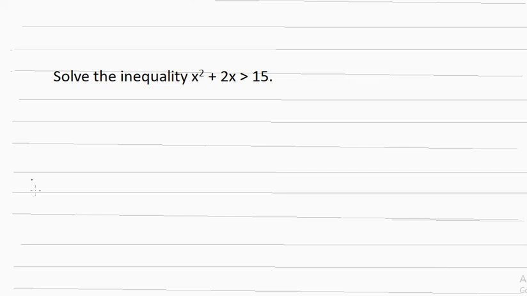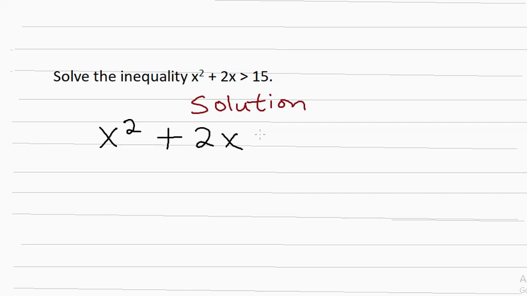Okay, so I have another one. Solution. This time around, this is also a quadratic inequality. So we are going to write it in a standard way. This is going to be x squared plus 2x. I move this to the other side, so that's going to be minus 15, then that will be greater than 0.